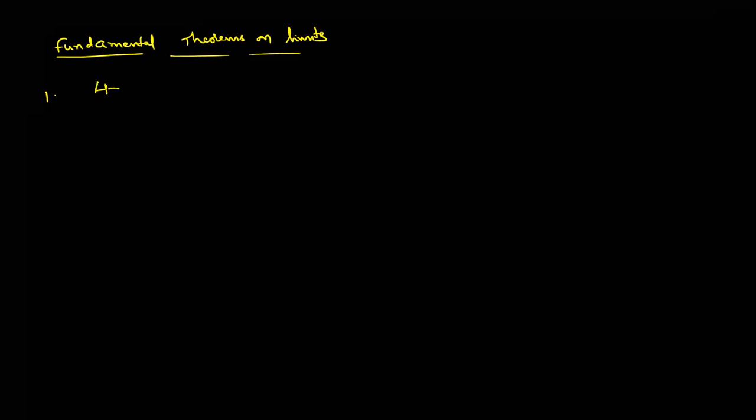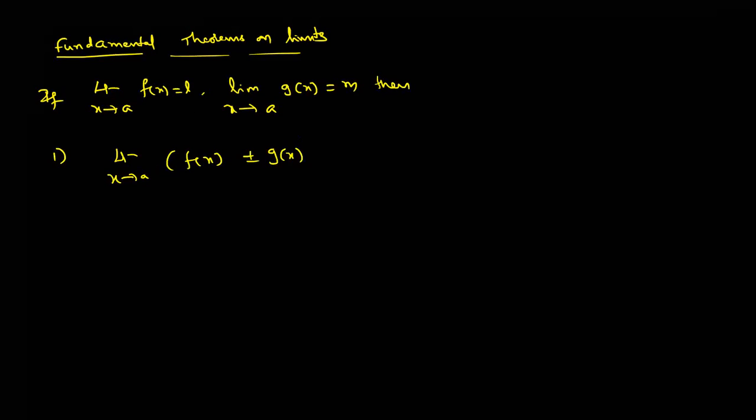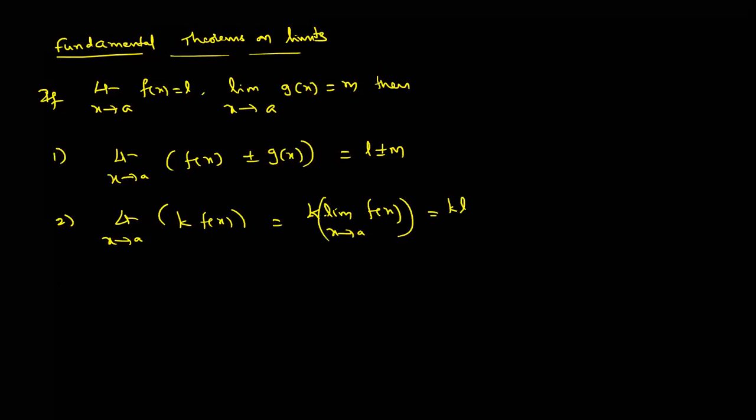Okay, I'm writing the formula. Limit x tends to a, f of x is equal to L. Limit x tends to a, g of x is equal to m. Then one: limit x tends to a, f of x plus or minus g of x, sum of two functions, difference of two functions. What is the output? L plus m or L minus m. Two: limit x tends to a, some k into f of x, that is k into L. Otherwise, you should write k times limit x tends to a f of x like that. K is a constant. Finally, you can get kL.